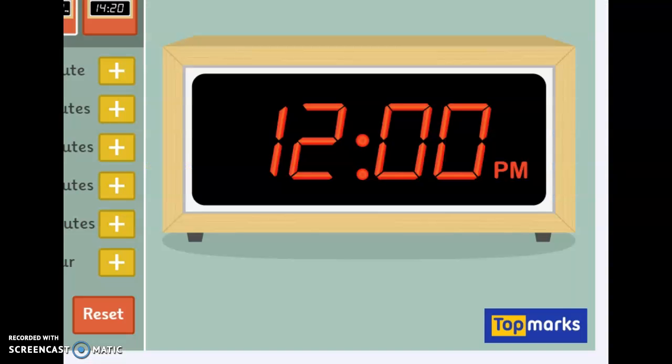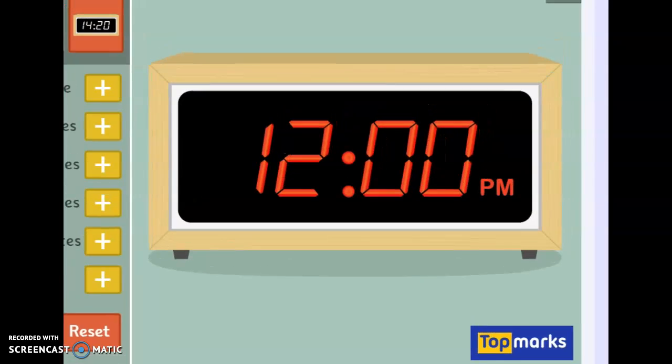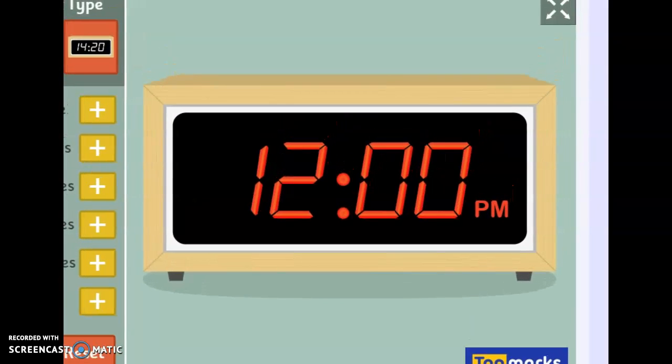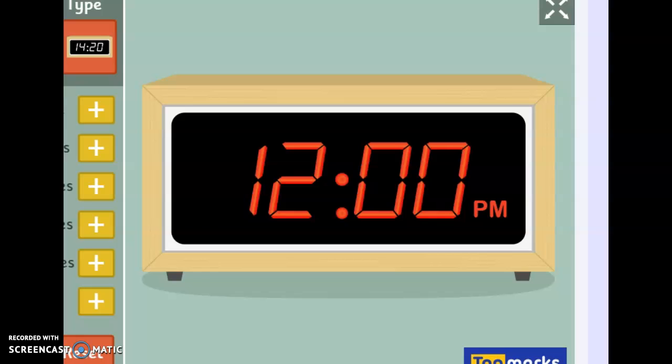So we're going to look on this digital clock and we're going to say the times that we see. Just like yesterday, we were reading the time only to the hour, so we're just going to focus on this number right here. The way that we would say this time is 12 o'clock. Can you guys say 12 o'clock?